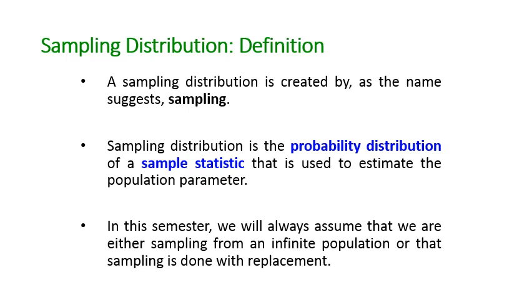In this semester, we will always assume that we are either sampling from an infinite population or that sampling is done with replacement. By with replacement, we mean once we select a unit from the population, we should replace it back.